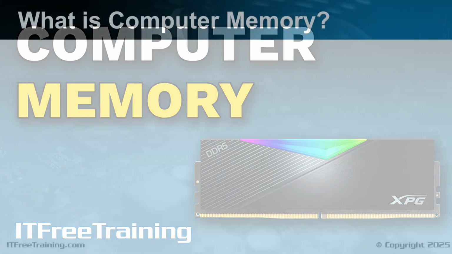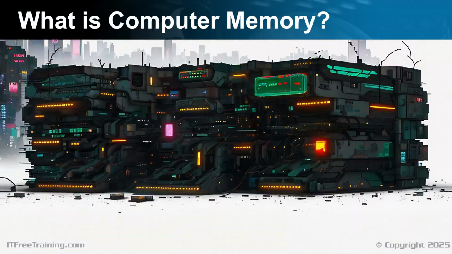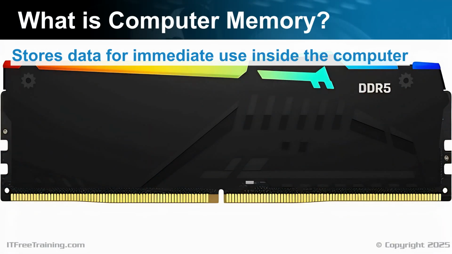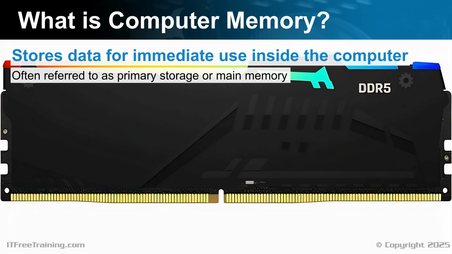Let's have a look at computer memory. In computing, memory is used to store data for immediate use in a computer or on related digital electronic devices. It is often referred to as primary storage or main memory.